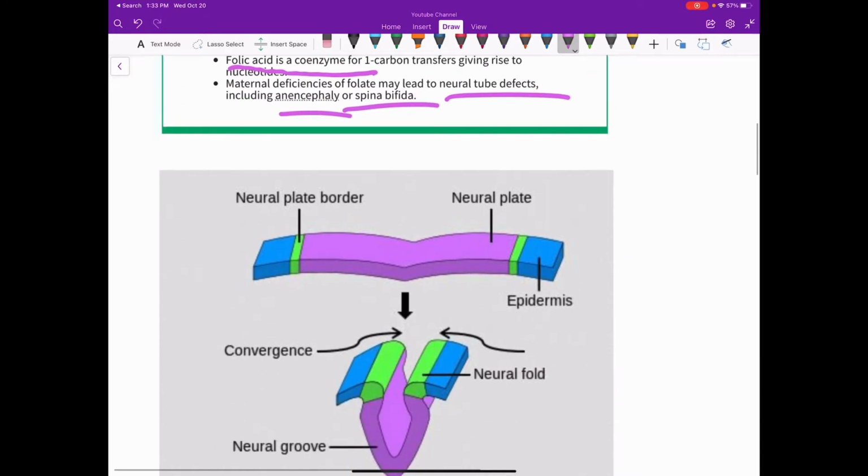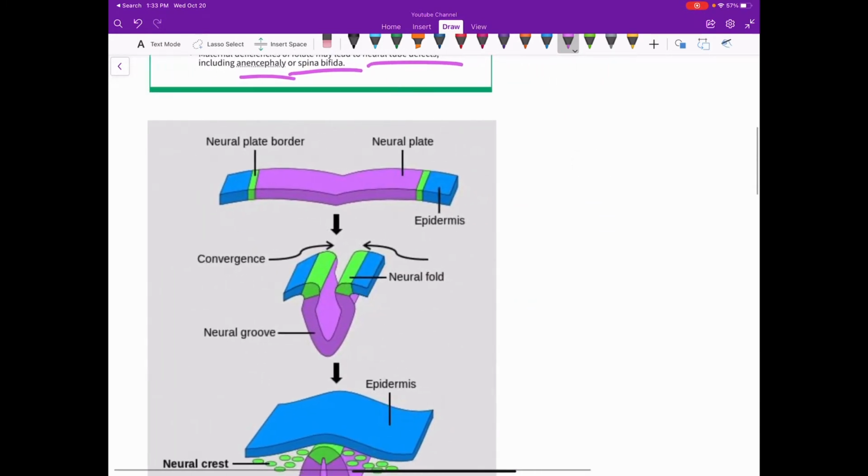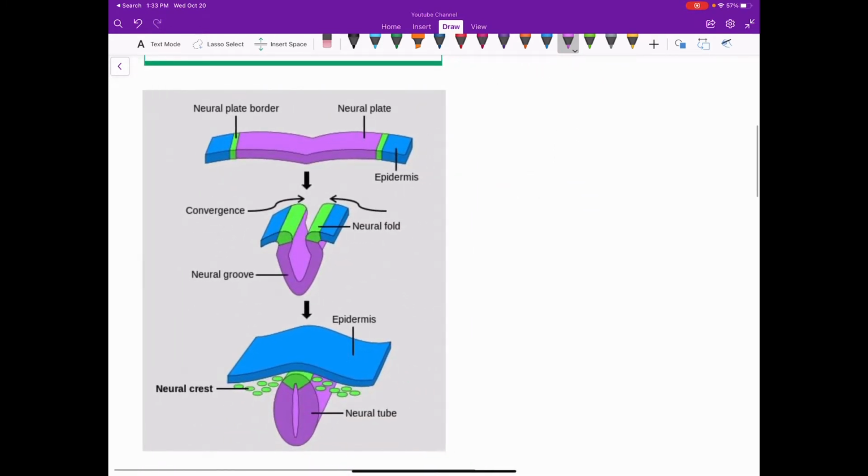Here's a better picture. So if we want to look at it real quick, you have the neural plate border. This is the primitive streak, goes up here. This folds down like the piece of paper I said. The neural folds form together, right? When they go together, what happens? They converge, like it says. And the neural groove, right? It connects to the neural folds, and this is going to form the neural tube.